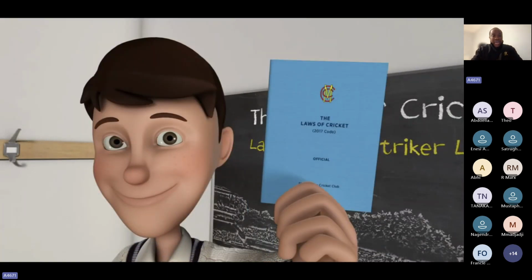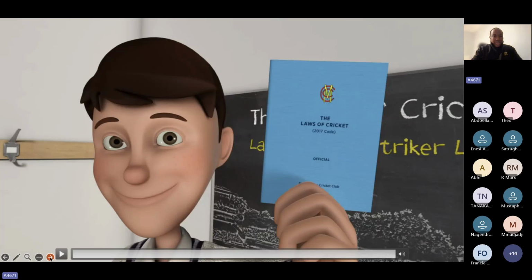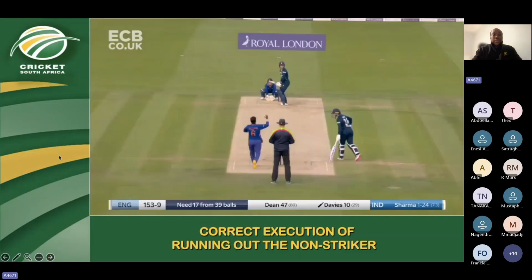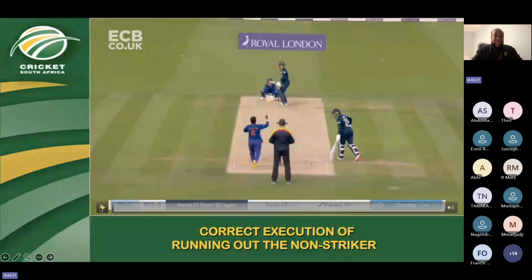So that's the theory behind that law. Let's look at two practical examples. One is the correct execution of the bowler running out the non-striker, and the next one is an incorrect example of the bowler attempting to run out the non-striker. Let's have a look at the first one.